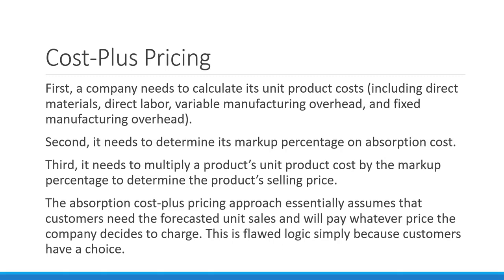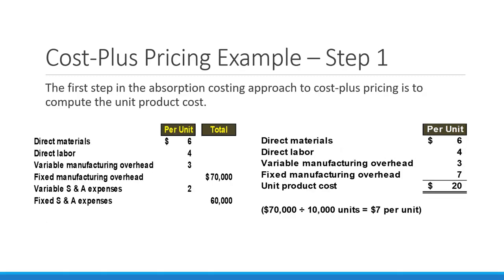We assume that customers are going to pay whatever price we decide to charge. This is, of course, not always the case. It depends on the product. Sometimes customers will pay whatever the price is. But sometimes they'll just go to our competitor. So in this example, we've determined all of our costs. We have the unit product cost of $20.